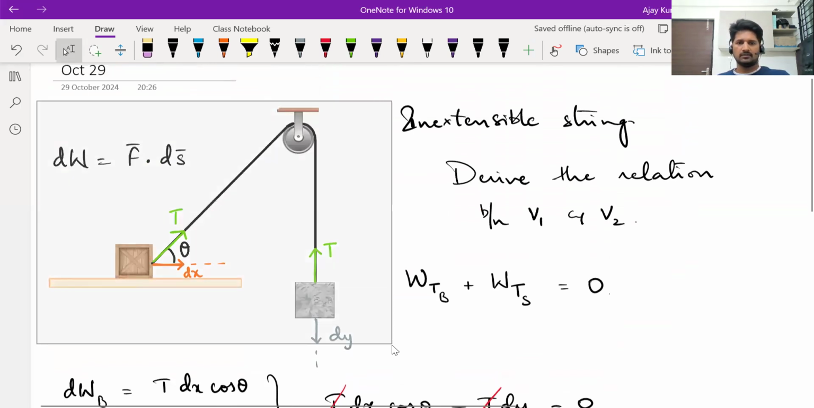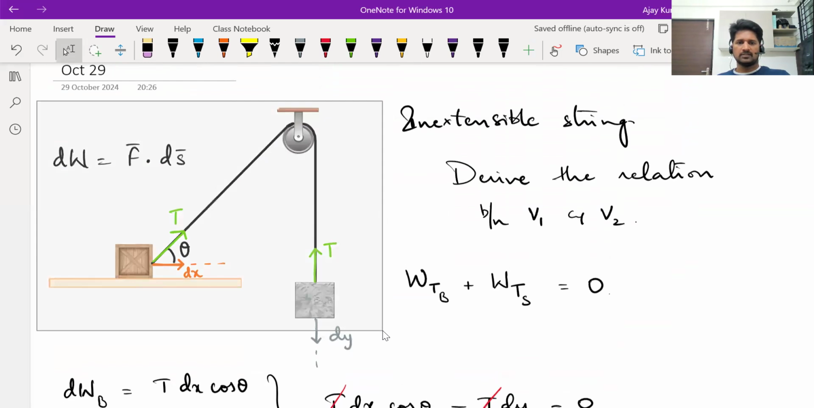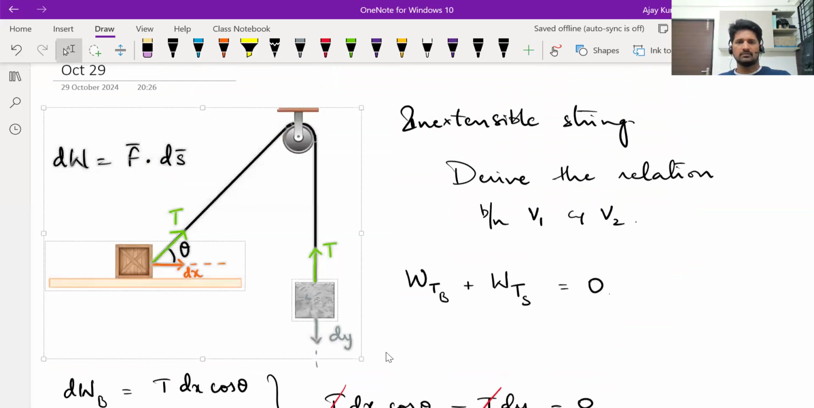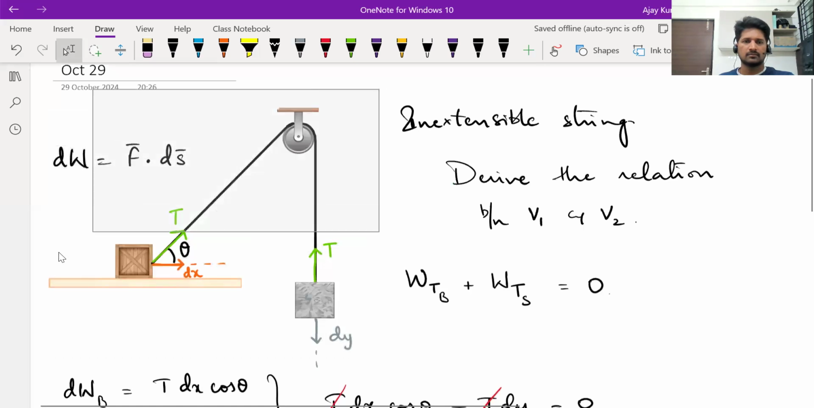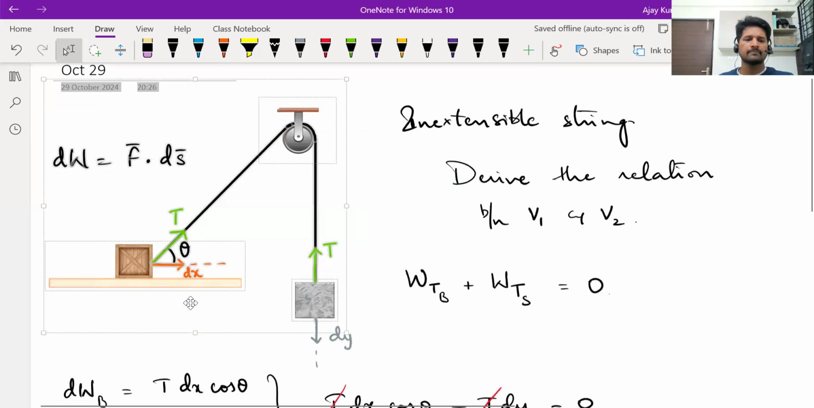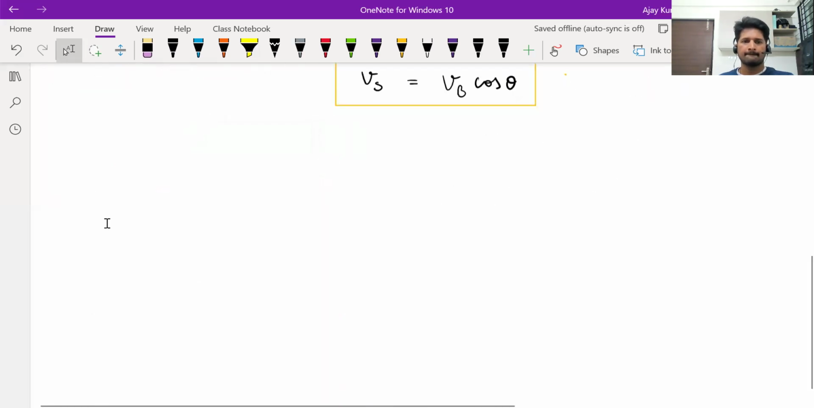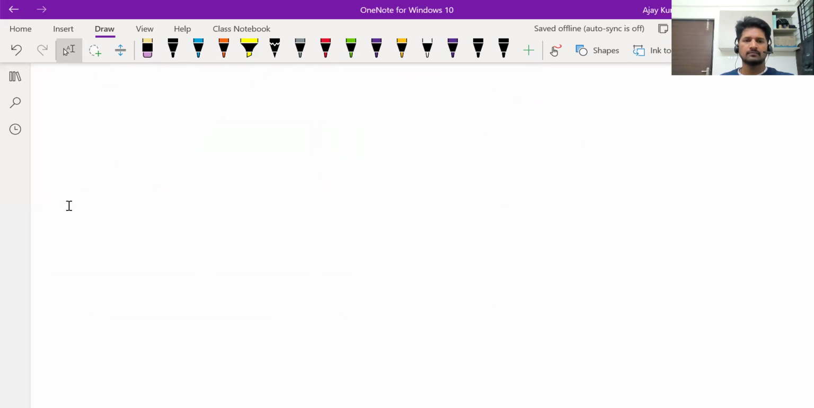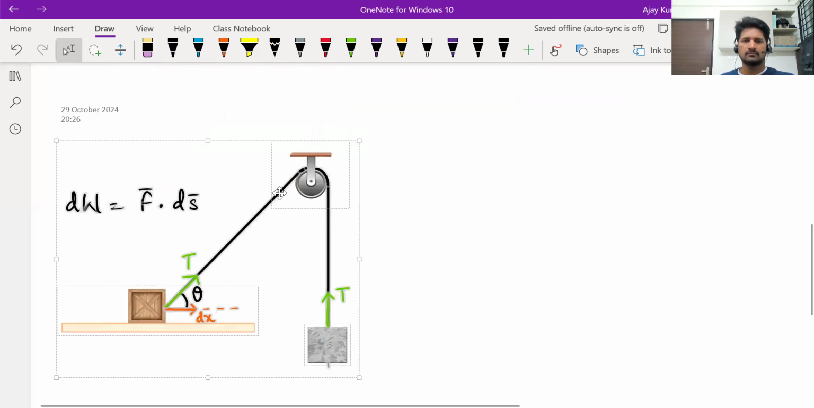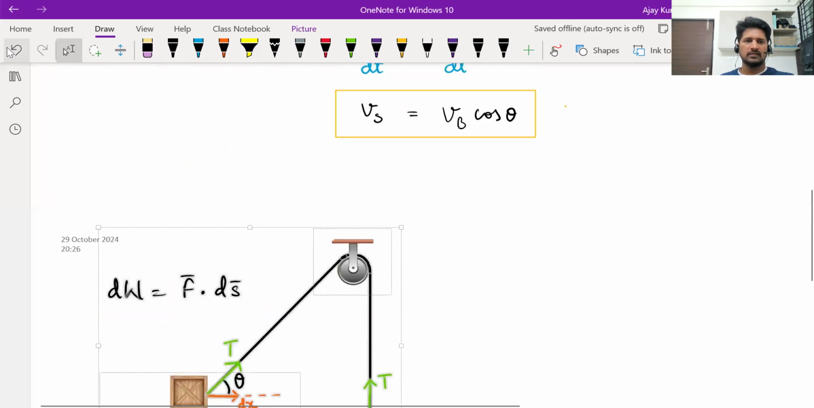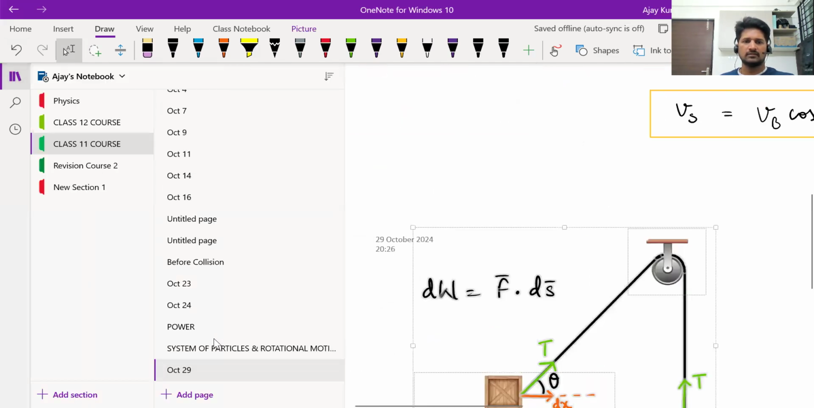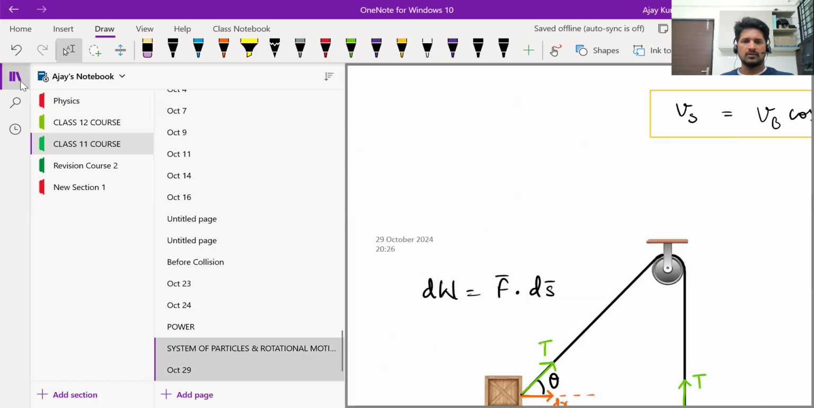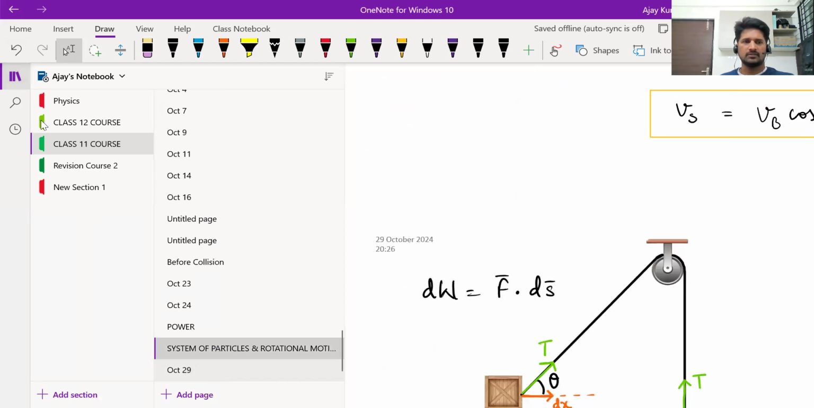Just a moment. You can ask if you have any doubts. Yesterday, while solving that velocity of rod based question, just a moment, this thing got stuck.